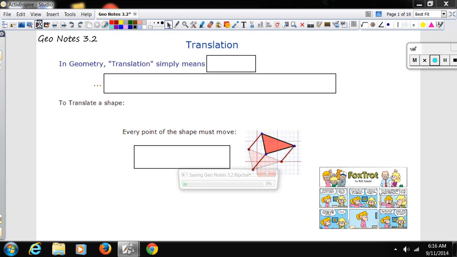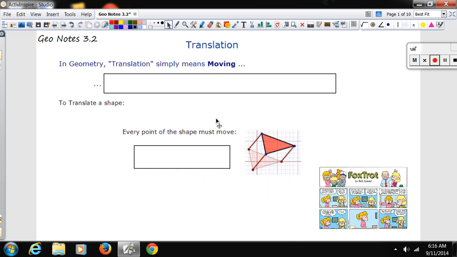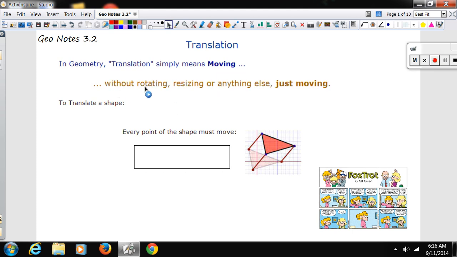A translation in geometry simply means moving. We often use the word sliding. You don't rotate, resize, or anything else. You just move it. Okay, it's just moving. To translate a shape, every point of the shape must move in the same direction and the same distance.